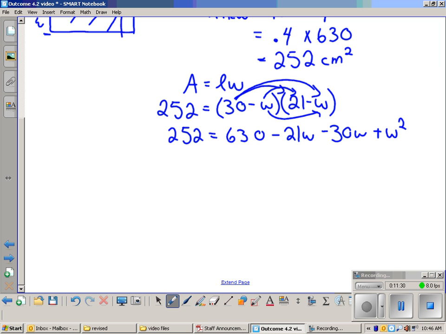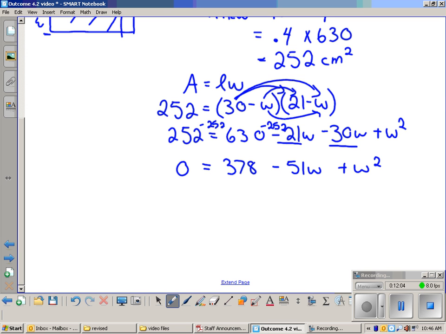We're going to subtract 252 from both sides and do some combining of like terms. So on the left, we're left with 0. On the right, 630 minus 252 is 378. I can combine my negative 21w and negative 30w to get negative 51w plus w squared. I want to now solve for w. This is the same thing as solving for x in our quadratic formula.